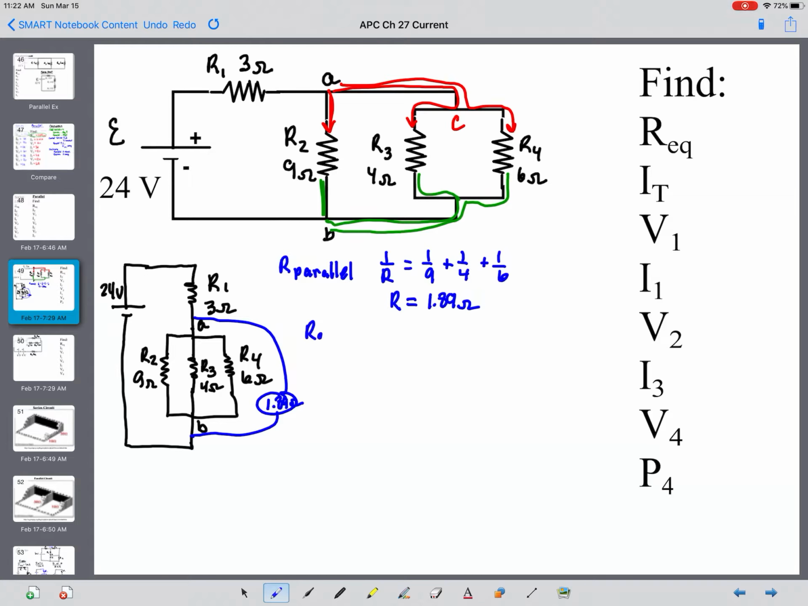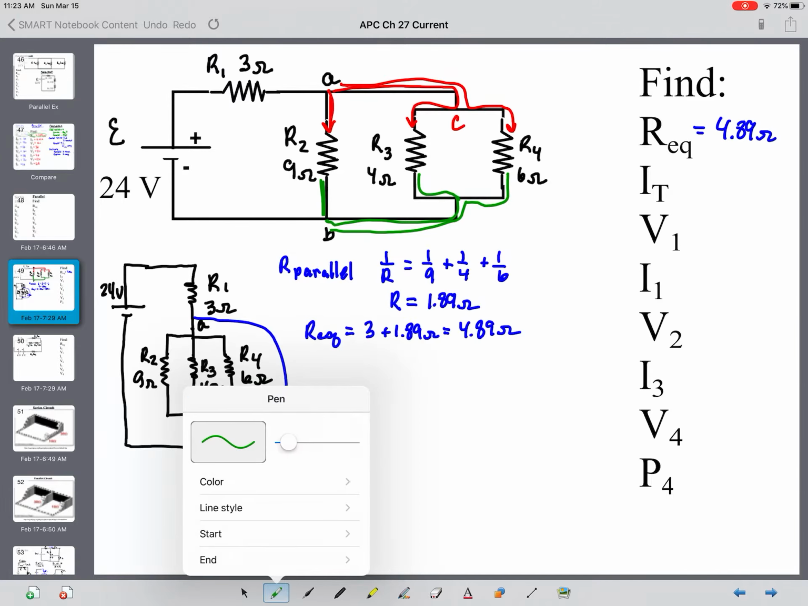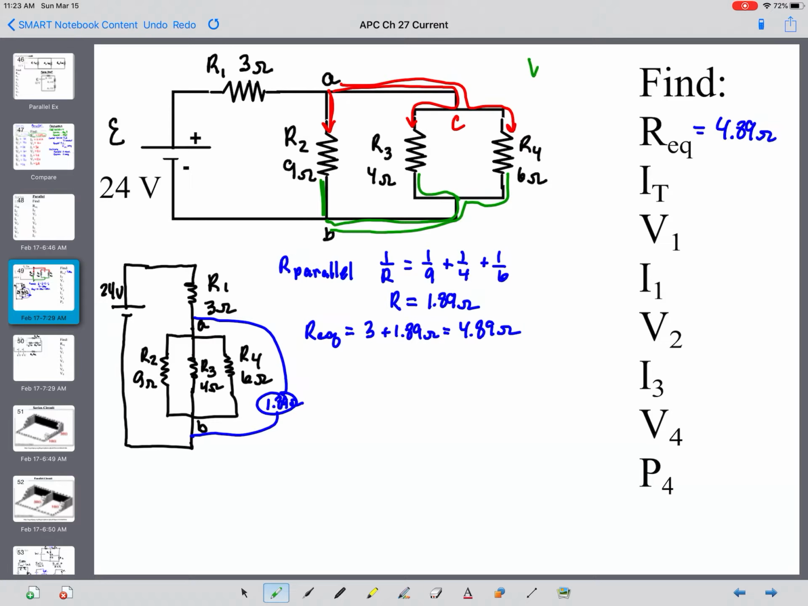So then that means our equivalent for the entire circuit. Now I have a 3 and a 1.89 ohms in series. And in series the resistances add. So our equivalent is 4.89 ohms of resistance. Now, finding your current. Ohm's law, V is equal to I times R.